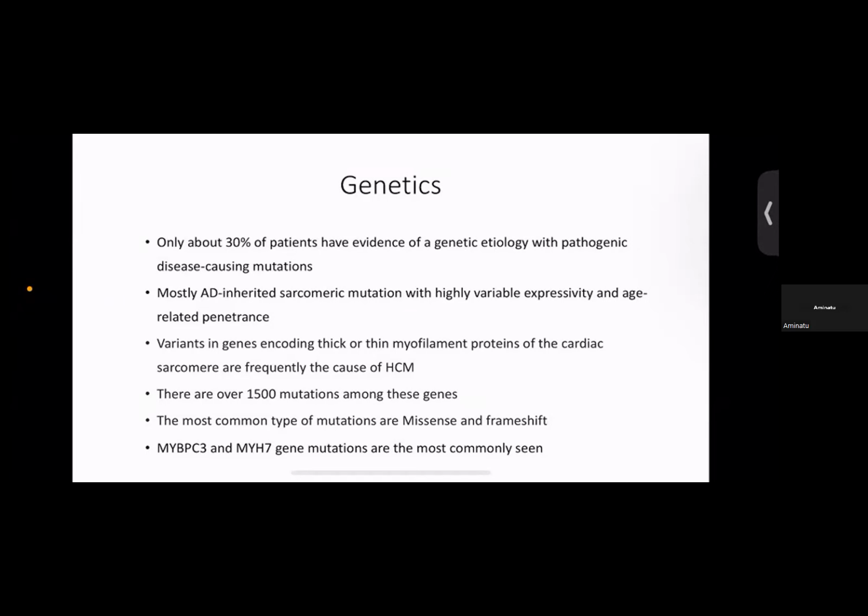Variants in genes encoding thick or thin myofilament proteins of the cardiac sarcomere are frequently seen as the cause of HCM. There are over 1,500 mutations among these genes. The most common mutations seen are missense or frame shift. Missense is when there is a replacement of an amino acid with another one in the sequence, while frame shift is a deletion or insertion, making the sequence longer or shorter. In HCM, missense is usually seen, and frame shift is less seen. The MYBPC3 and MYH7 gene mutations are the most commonly seen.